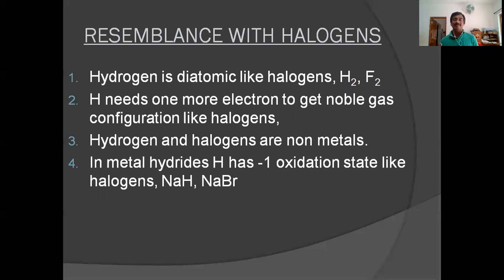Hydrogen and halogens are non-metals. In metal hydrides, hydrogen has -1 oxidation state like halogens. NaH, NaBr. In NaH, hydrogen has -1 oxidation state. In NaBr, bromine has -1 oxidation state.